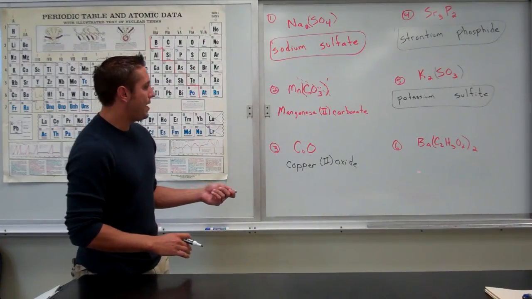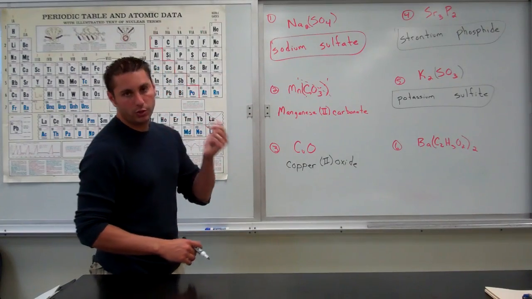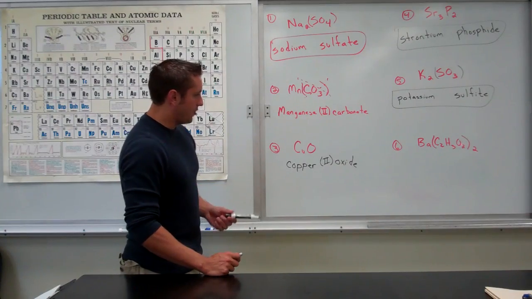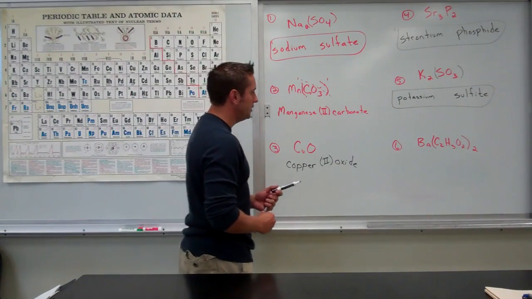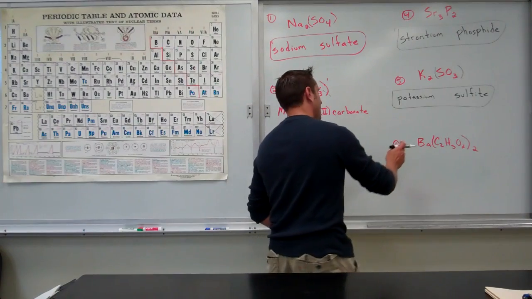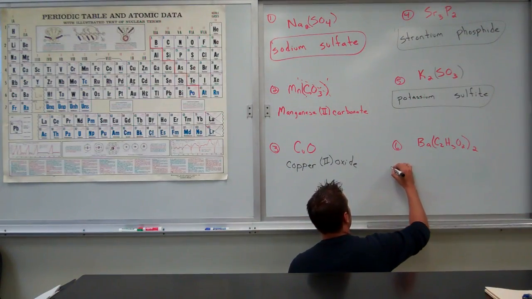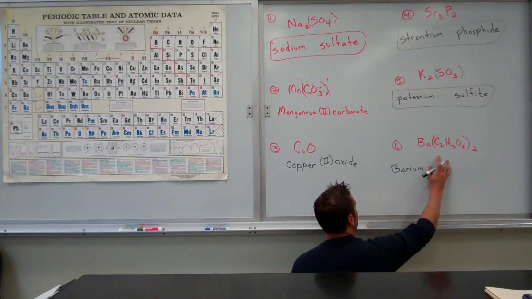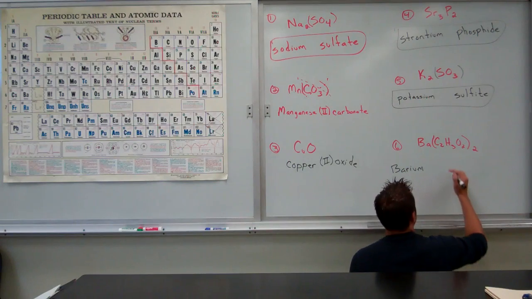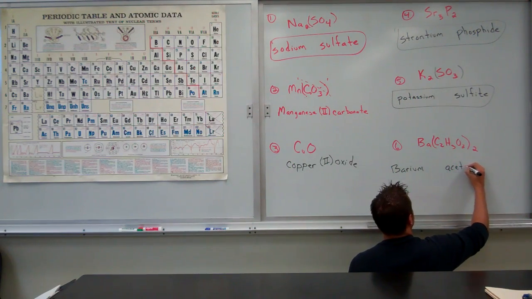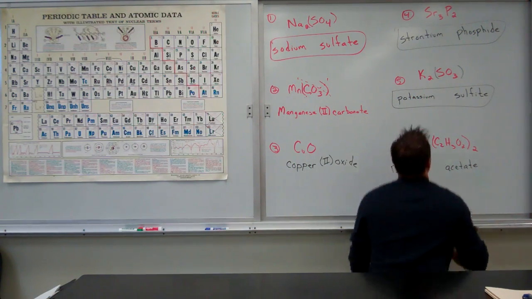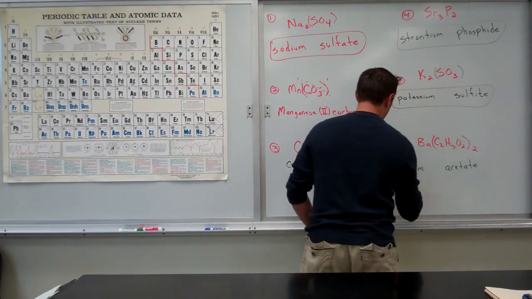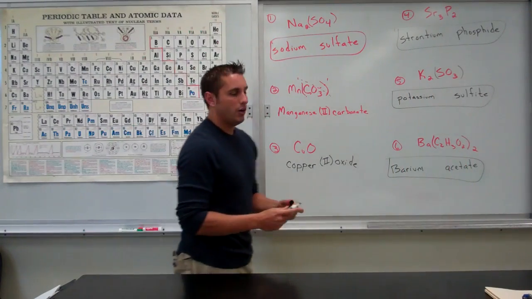Last but not least, Ba(C2H3O2)2. I see 4 elements, and there's already parentheses around my polyion, right? So that means it's obviously ionic. So I name my metal, which is Ba, and that's barium. I name my polyion, and C2H3O2 is called acetate. And then I check, is barium a transition metal? Barium is in group 2, so the answer is no. So we don't need a Roman numeral.